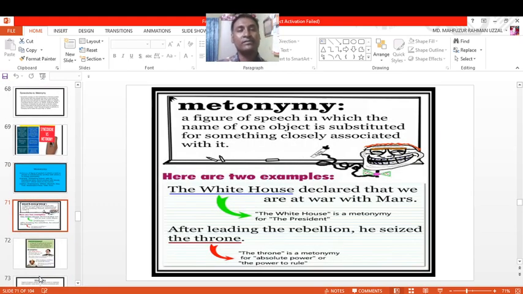Another example: the White House declared that we are at war with Mars. Here, the White House is the metonymy for the president. After leading the rebellion, he seized the throne. The throne is a metonym for absolute power or the power to rule.